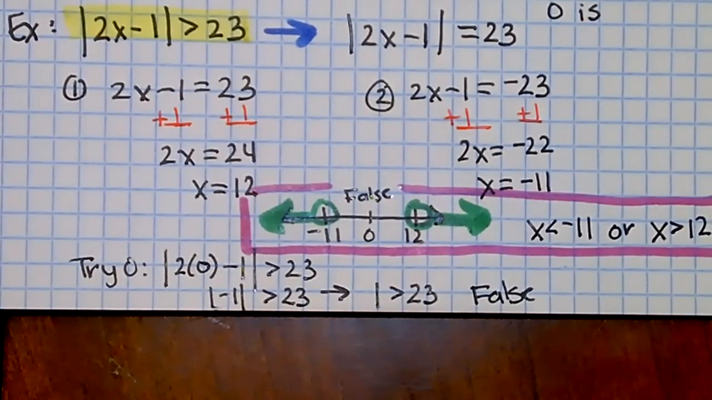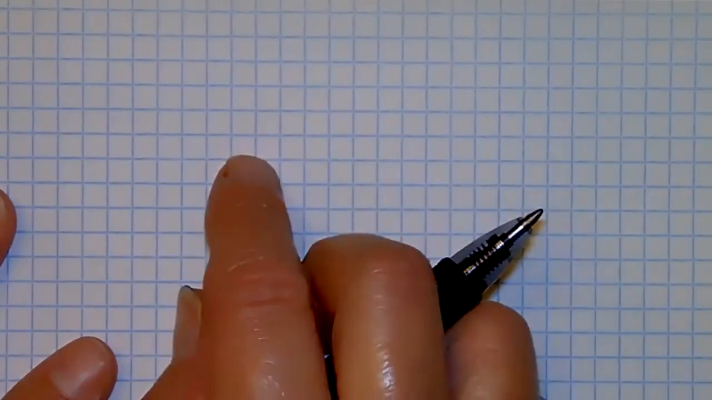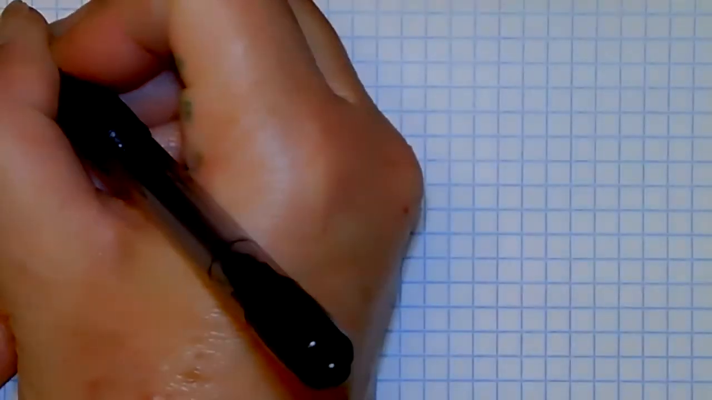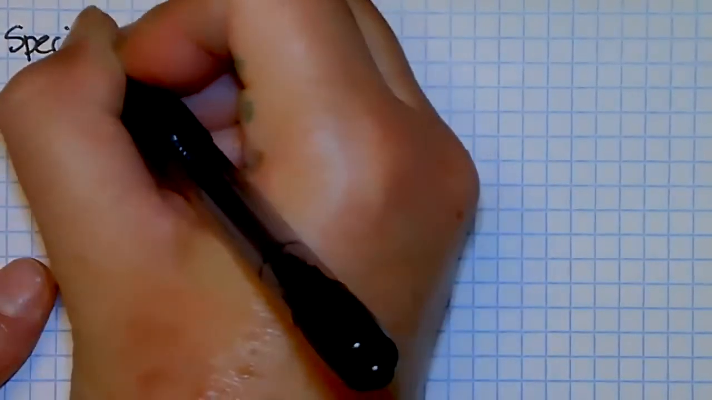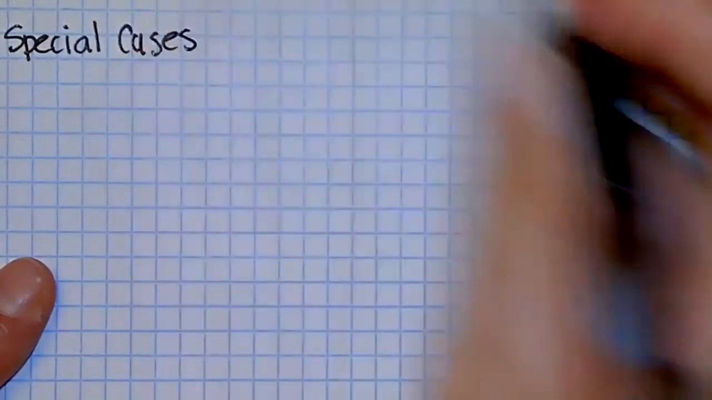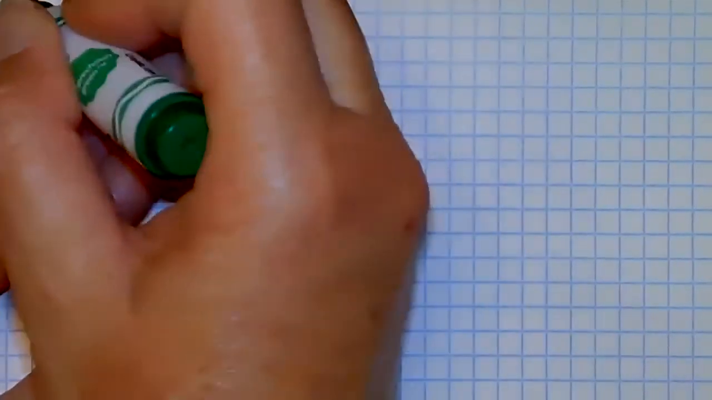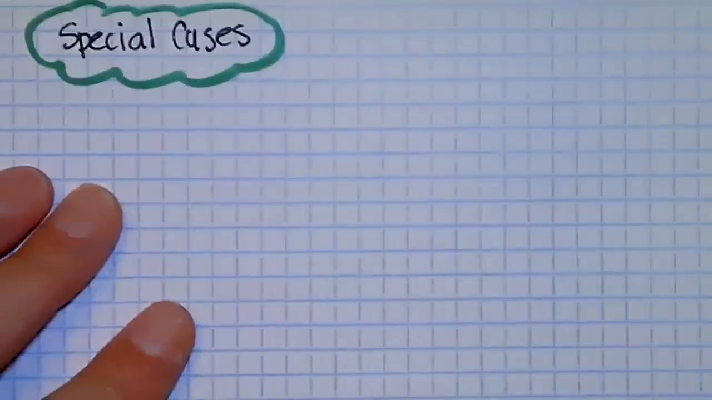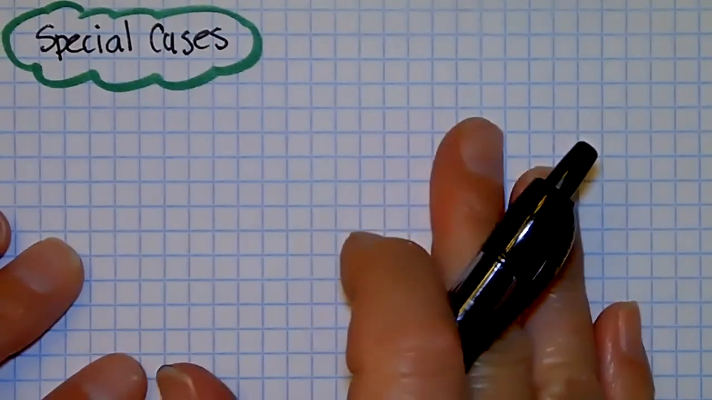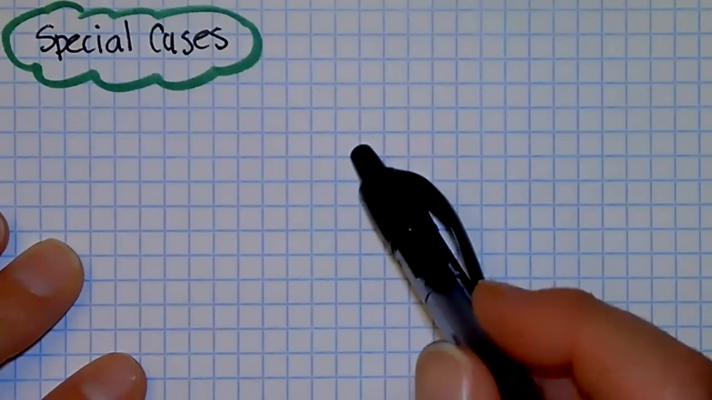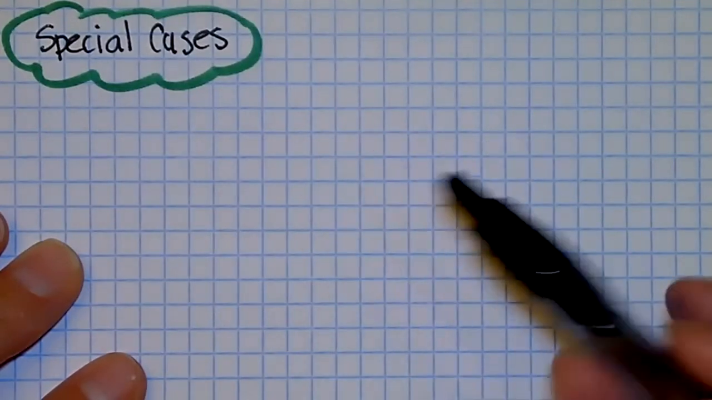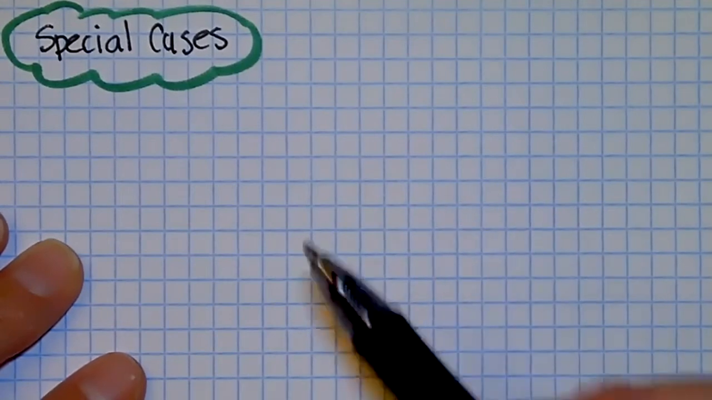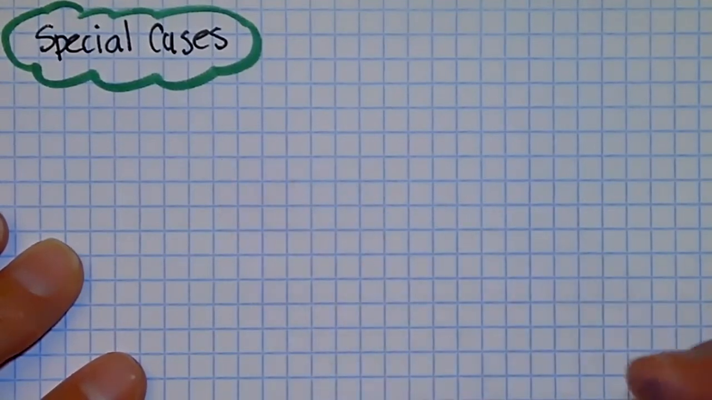So let's try another one. And actually, before I do another example, I'm going to go through a couple of special cases that you might see that might save you some time if you see this happen. So, special cases. When we're solving absolute value equations, we do not want a negative on the other side of the equal. Otherwise, it's no solution. Now, it may not be no solution when we're doing our inequalities, but it is going to be a special case.